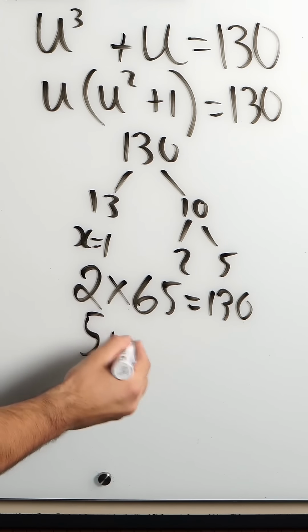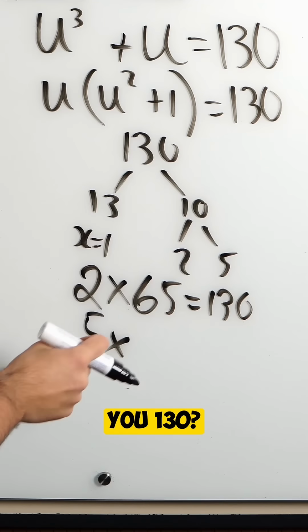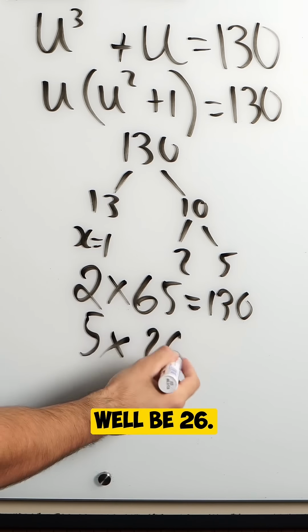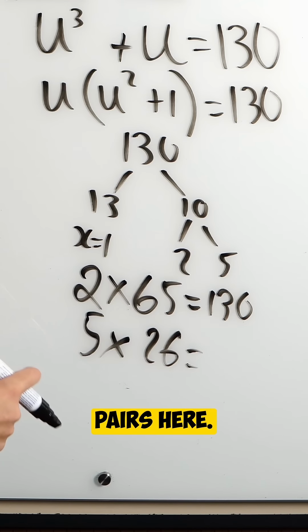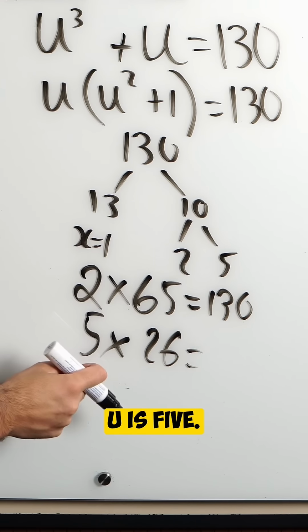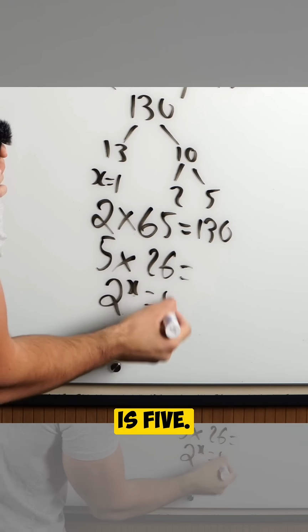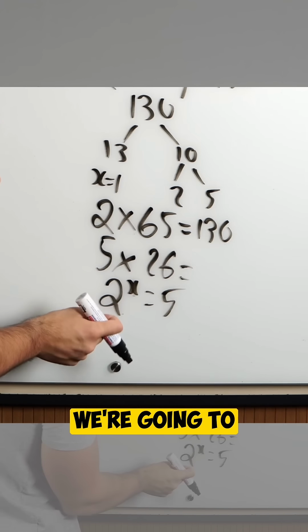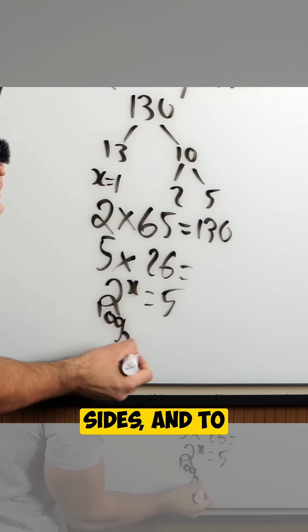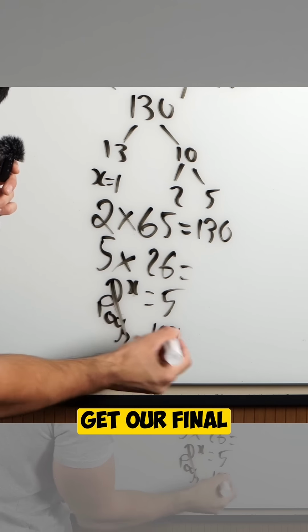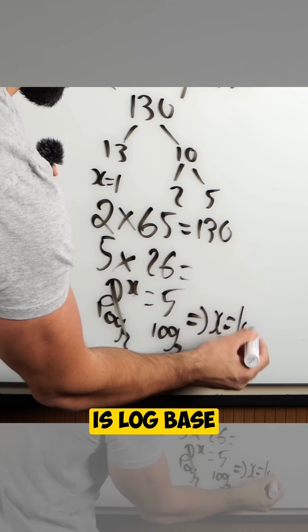5. And what makes you 130? Well, it'll be 26. Yeah, the other two pairs here. So we have 5. u is 5. 2 to the power of x is 5. This will work. We're going to do log base 2 of both sides to get our final answer of x is log base 2 of 5.